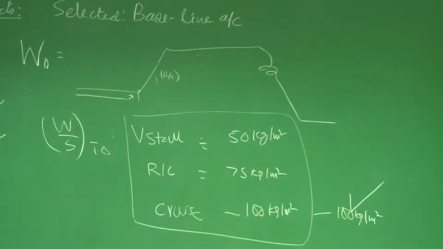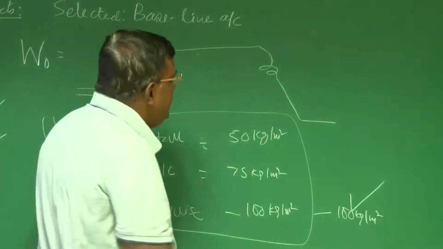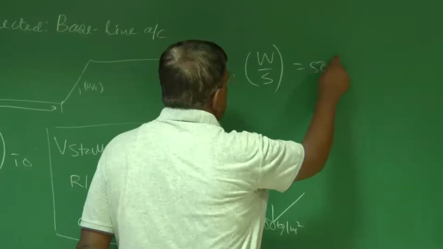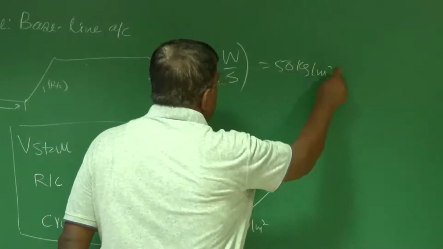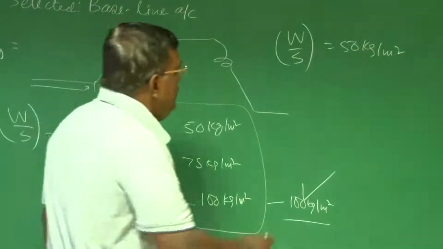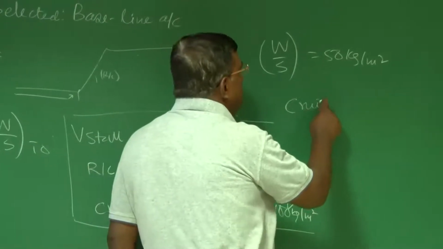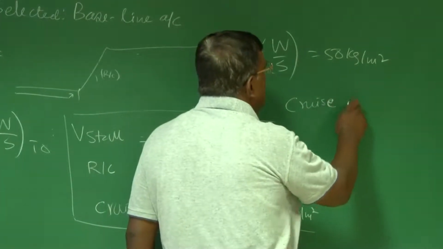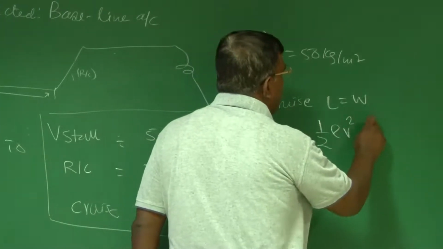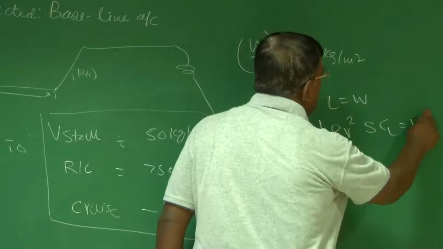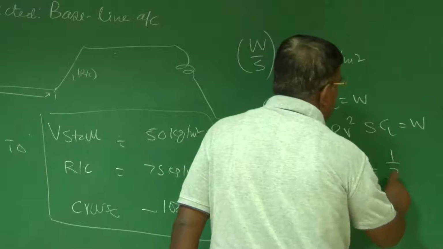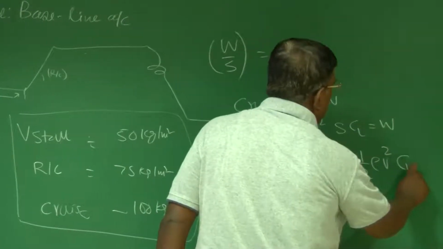Why? Let us see. If I take the lowest based on the V stall criteria, 50 kg per meter square, and cruise says it should be 100 kg per meter square, what is the meaning of that? Let us see. For cruise, lift equals weight, and so half rho V square S CL equals W, or W by S is equal to half rho V square CL.